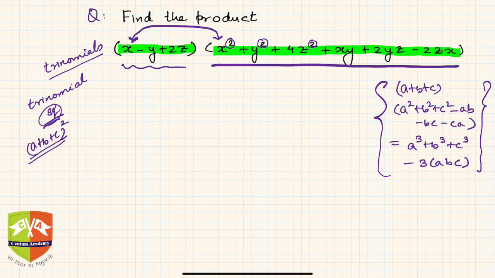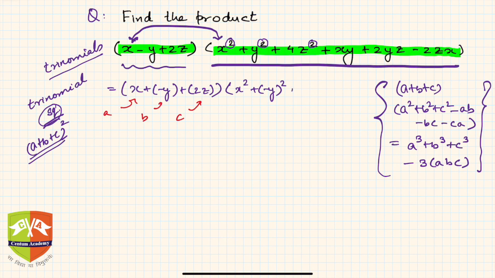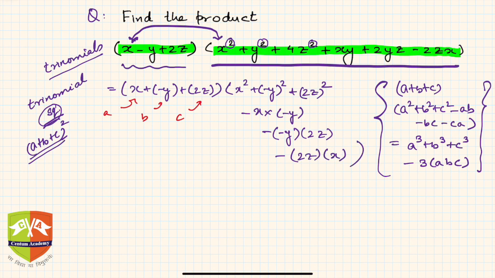Clearly, I can rewrite the given expression as x plus minus y plus 2z. So you can think of x as a, minus y as b, and 2z as c. Then the other factor will be nothing but a square, plus minus y whole square, because minus y whole square or plus y square are the same thing, and 2z whole square. Then plus x times minus y, then minus y times 2z, and minus 2z times x. So this is the second factor, right? These are the terms which I can write the given expression into.